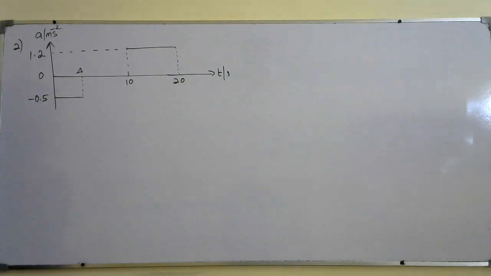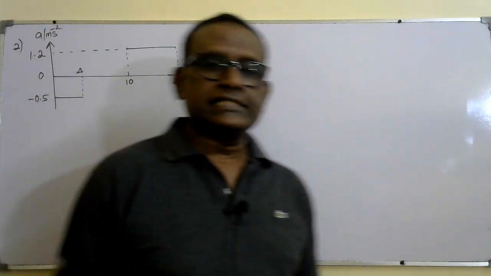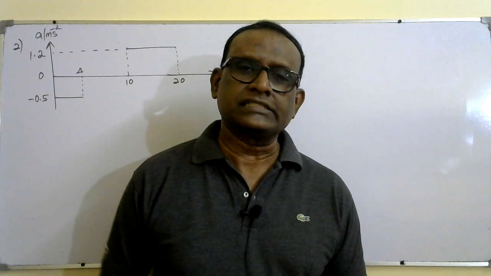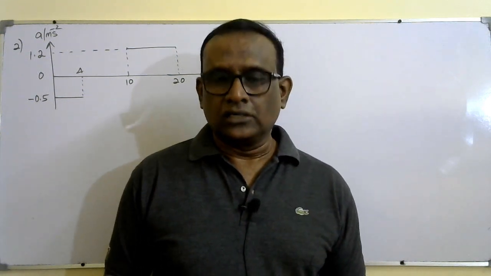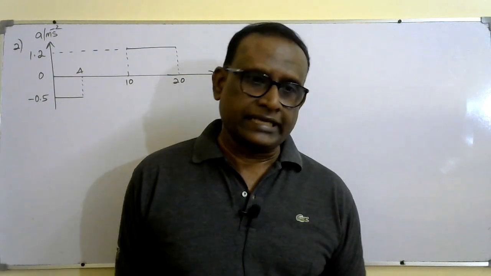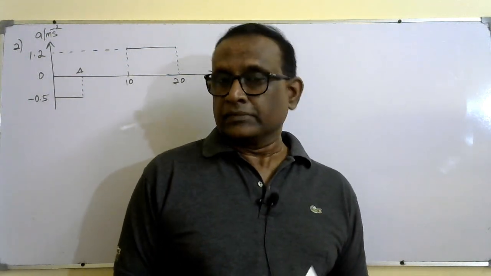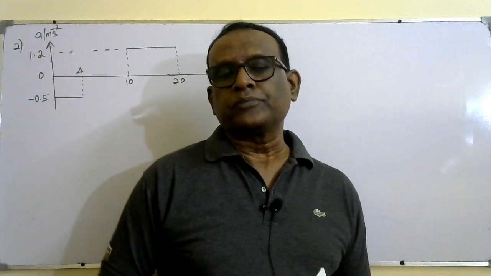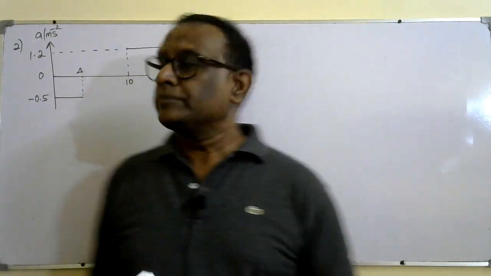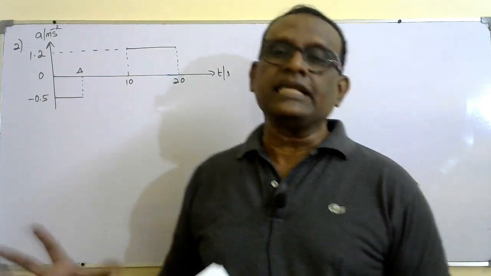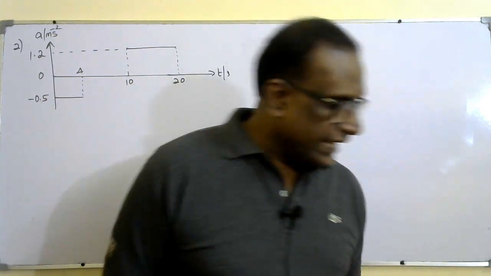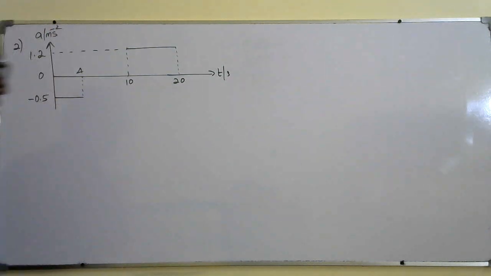Okay, second question, based on a motion graph, that is an acceleration-time graph. Whenever you get a question related to a motion graph, you must know the properties of the graph. Here this is an acceleration-time graph. What's the property of the acceleration-time graph? It has only one property: the area covered by the graph and the time axis gives the change in velocity.